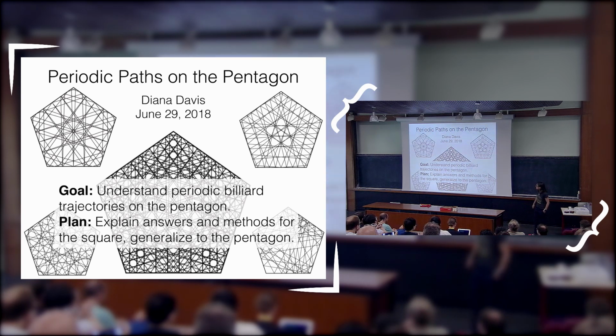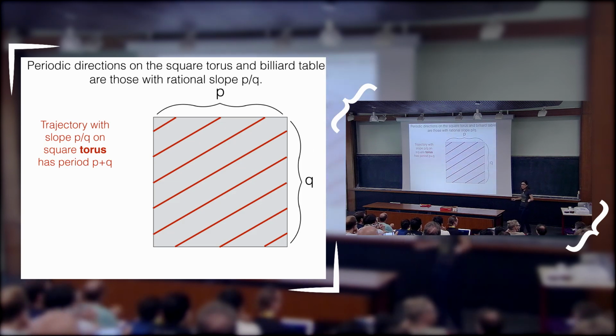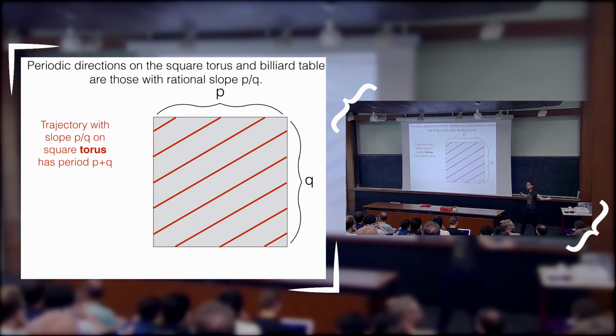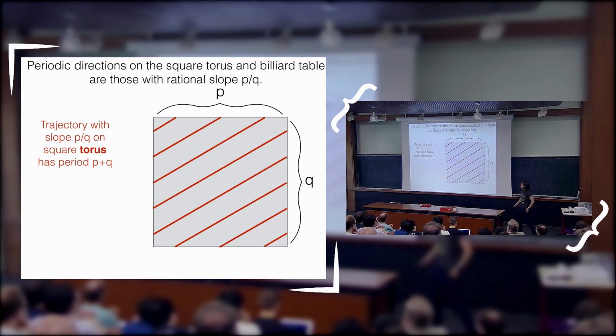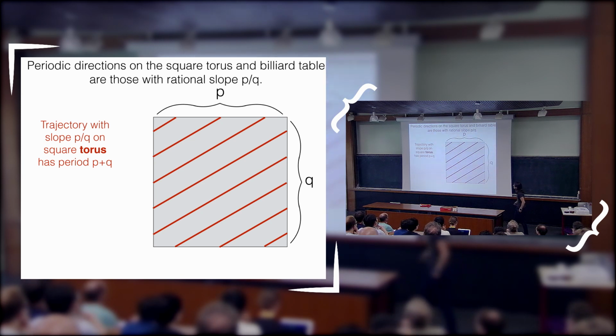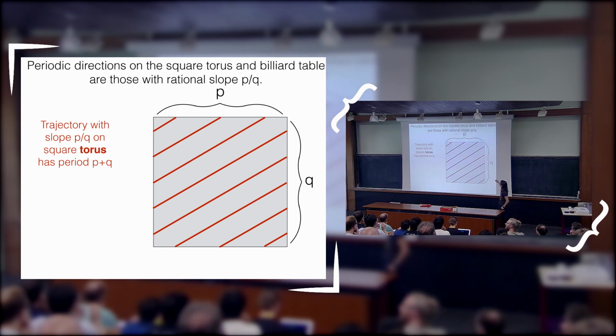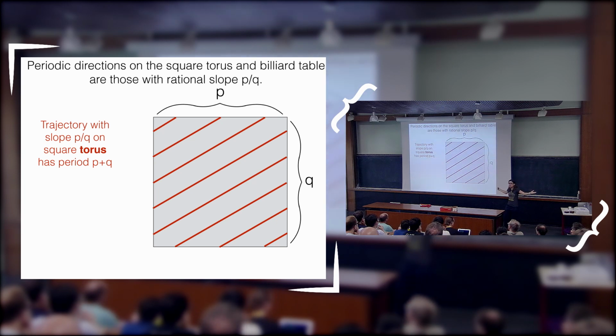So periodic directions on the square torus and the square billiard table are directions that have slope p over q, so rational slope. If you have p over q in lowest terms, then the period is just p plus q. The way you can think about this is slope is rise over run. This thing rises three times. This one is slope 3/5, and it runs five times. So it hits the top edge three times and the right edge five times. So the period, which is the number of times it hits the edges, is just p plus q.